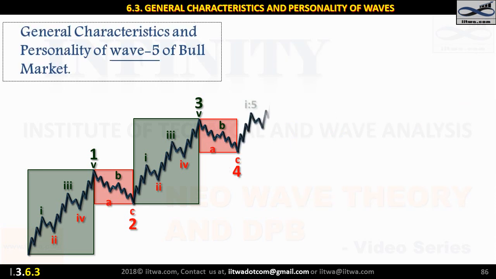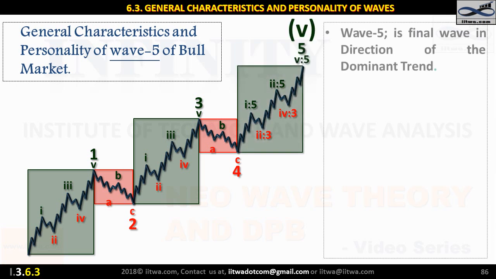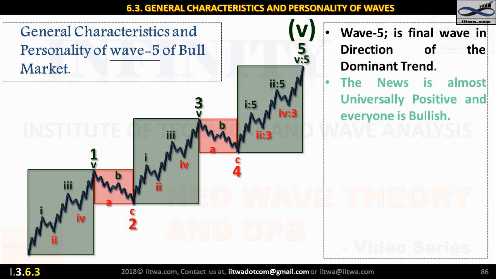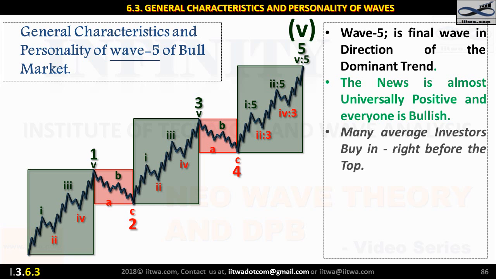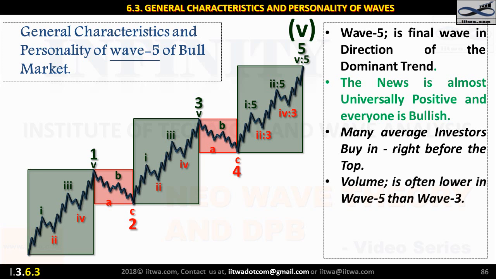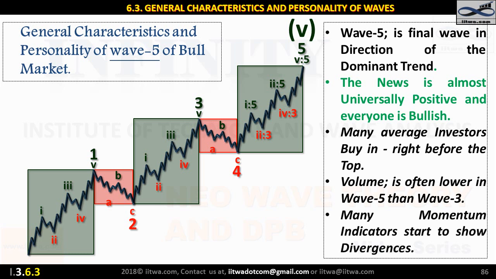General characteristics and personality of Wave 5 of a bull market. Wave 5 is the final wave in the direction of the dominant trend. The news is almost universally positive, and everyone is bullish. Many average investors buy in right before the top. Volume is often lower in Wave 5 than in Wave 3, and many momentum indicators start to show divergences.